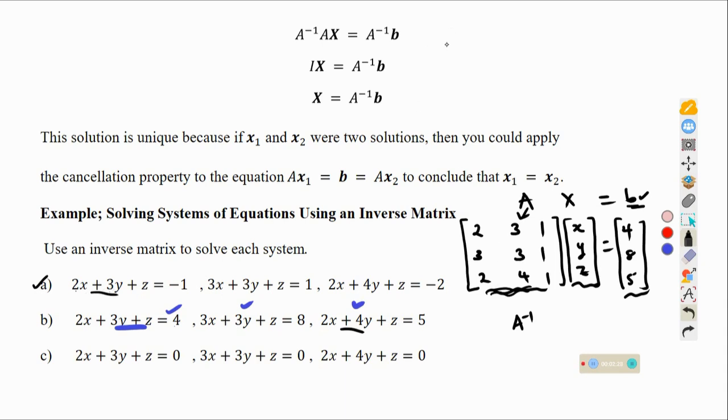So meaning that we need the values of X, Y, and Z by using the relation that X is the same as A inverse times B. So since we already know the A inverse from part A, then we shall multiply by B, and we get the value of X, which represents X, Y, and Z. So let us try that one out.